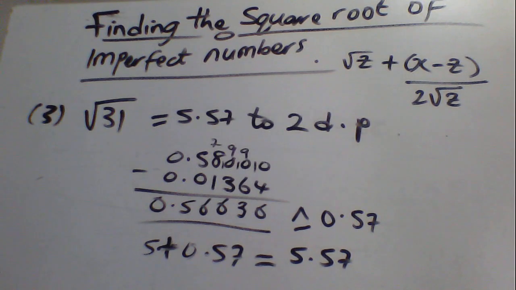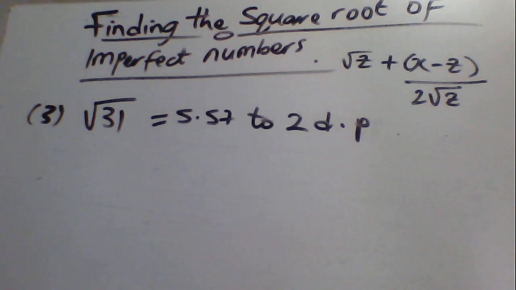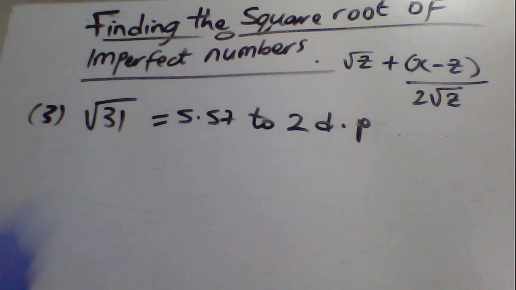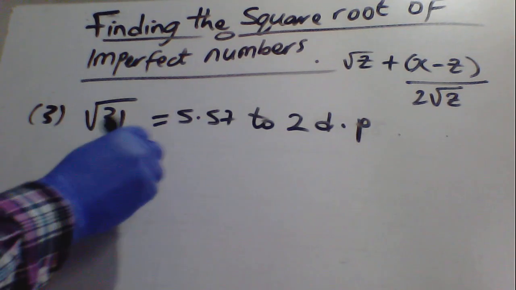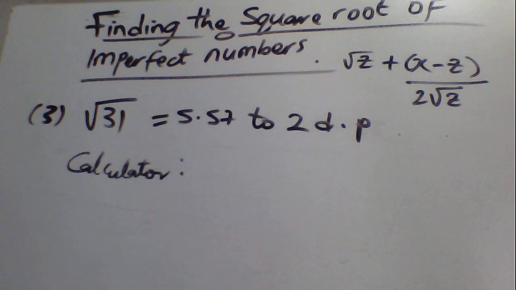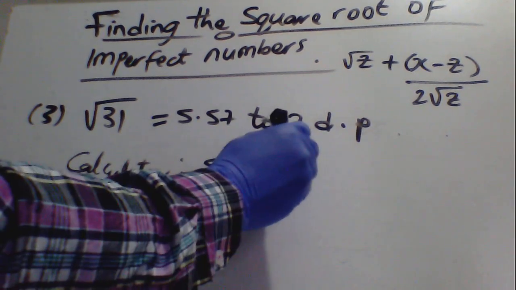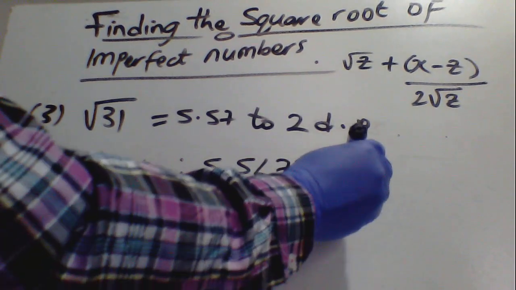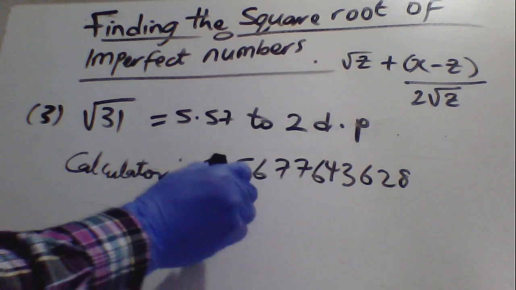So do you have any questions? If you use a calculator to find the value of that one, since we are not using a calculator to solve this, sorry, you would get 5.5677643628. So when you approximate it to 2 decimal places, it will be 5.57.